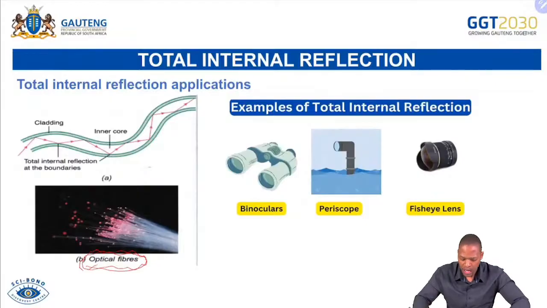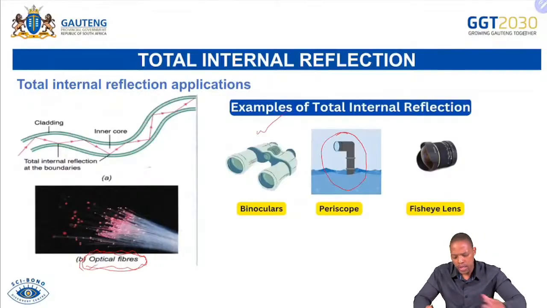Okay. Another example will be binoculars. Binoculars use the concept of total internal reflection to be able to show you whatever you are trying to look at. Periscopes also use the concept of total internal reflection, and also fish-eye lenses. There are a lot of examples that use total internal reflection. These are just a few that I took, and I wanted to show you that these are real life examples where you would find total internal reflection occurring.